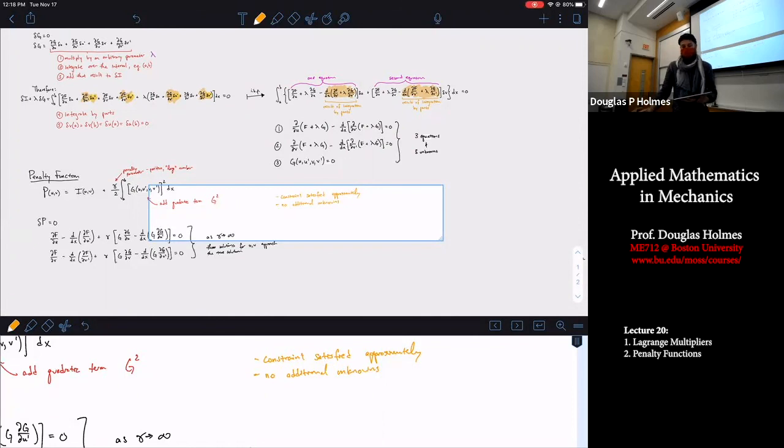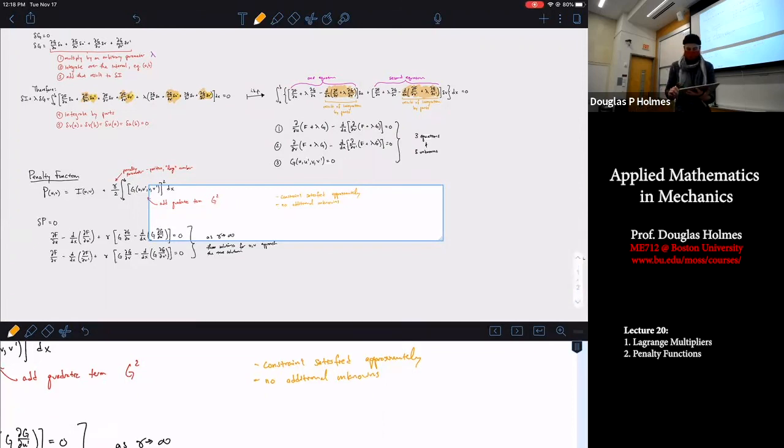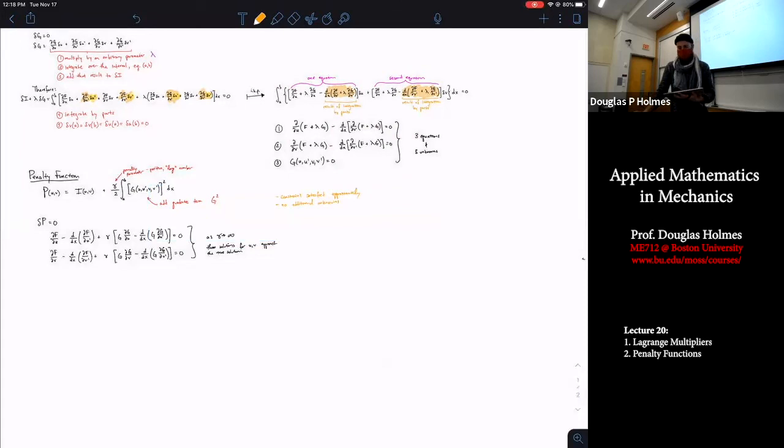So maybe I missed something here, but if we have no additional unknowns, does this mean that for gamma we just literally plug in a random super big number? Or what are we supposed to do with gamma?